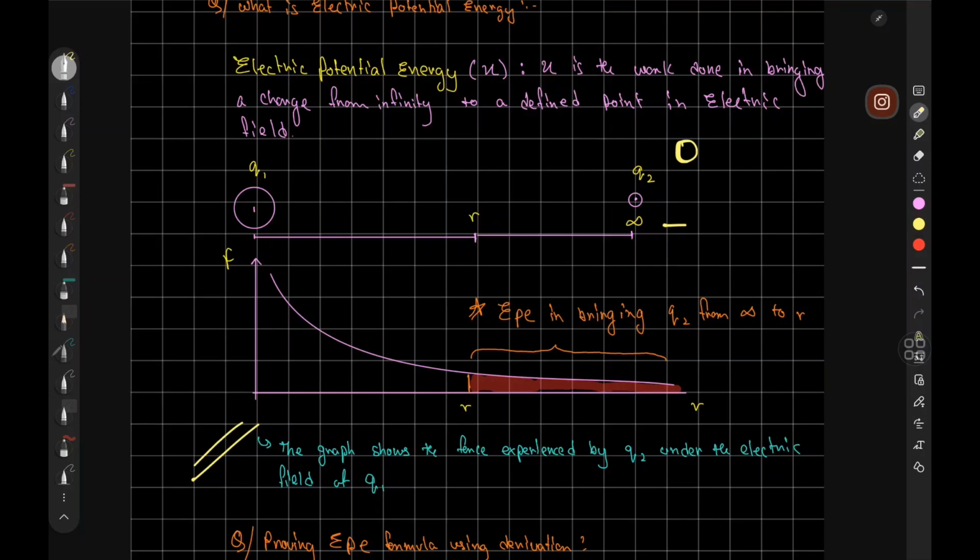Because whenever it is in the vicinity of another attractive charge, in this case a positive charge, your electric potential energy has to be negative. Otherwise, it cannot increase to 0 at infinity. Now that is one explanation for why electric potential energy of attractive forces is always negative.